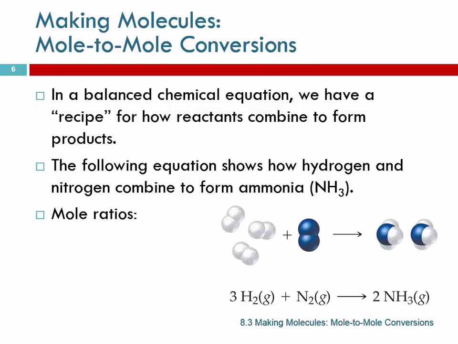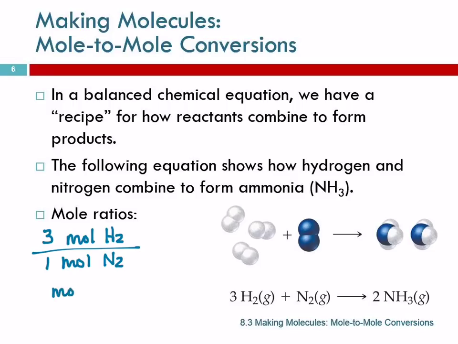Just like we did with the eggs and the pancakes, we can pull out relationships from this balanced chemical equation. So if we had 3 molecules to 1 molecule to 2 molecules, we can also put that into dozens or moles of molecules, right? So we can get mole ratios from this balanced chemical equation. We can get the ratio of moles of hydrogen to moles of nitrogen. Well, looking at this equation, 3 moles of hydrogen react with 1 mole of nitrogen. So 3 moles of hydrogen to 1 mole of nitrogen.